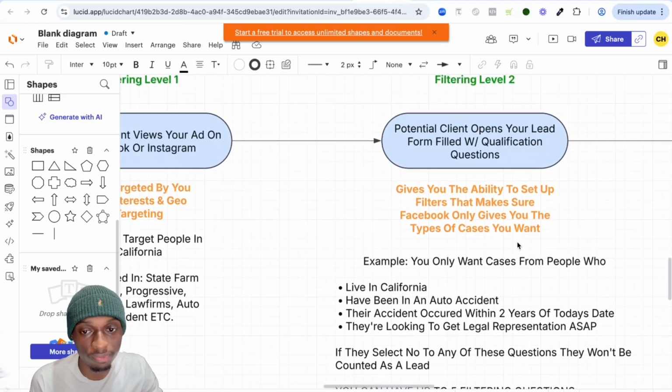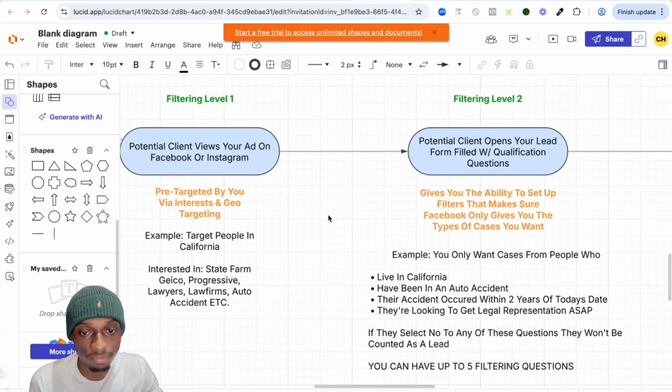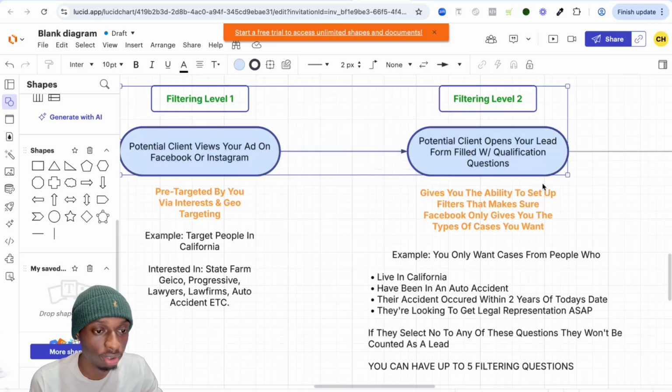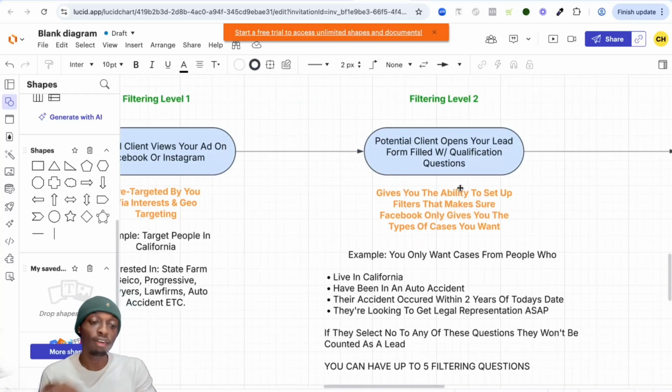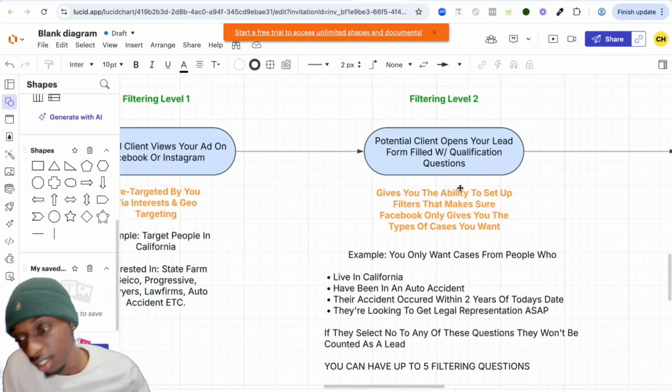So do we have some so far? The potential client views your ad on Facebook or Instagram. Okay. Then they open your lead form filled with qualification questions. Now, if you've never heard of qualification questions, if you've never heard of a lead form, it may mean that you could be boosting posts.